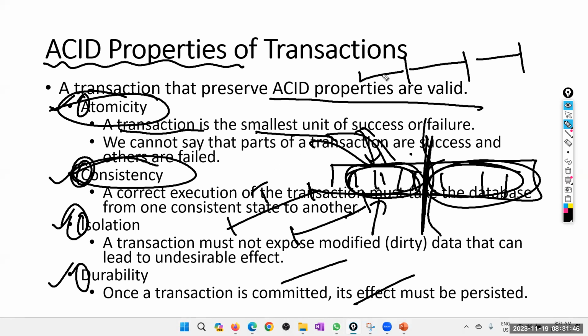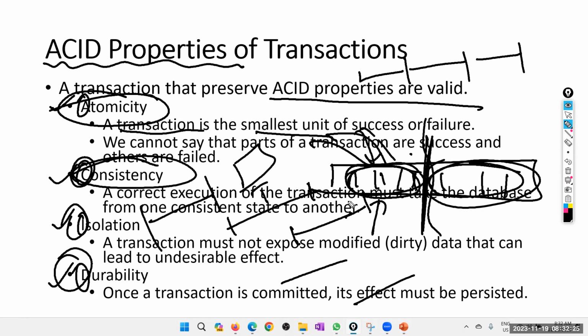That means the dirty data must not be exposed to the other concurrent transactions. The undesirable dirty data, right? And finally, durability. At the end of a transaction, your data must be saved or persisted. That is the main reason for having a database. Whether it's success or fail, it must be saved. Of course, if it failed, it must be undone. If it is success or committed, those changes must be reflected in the files.